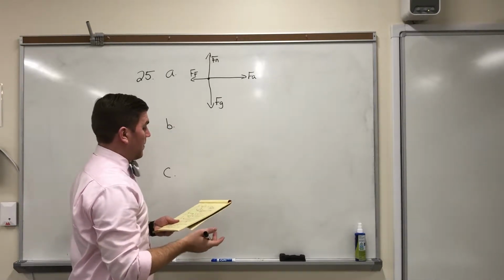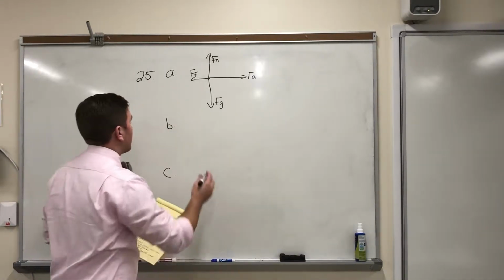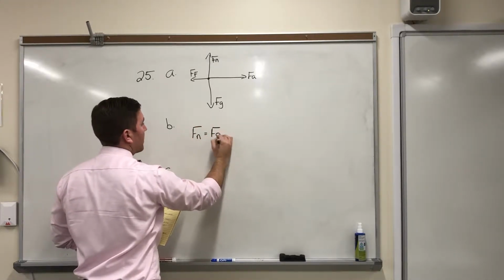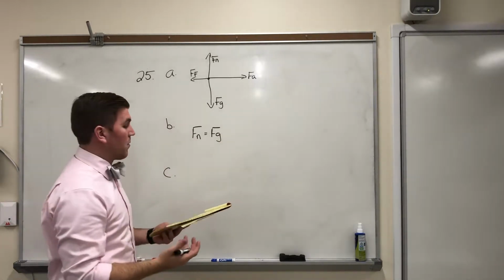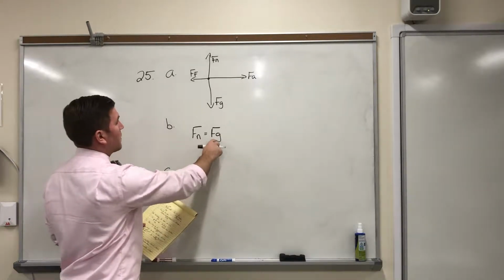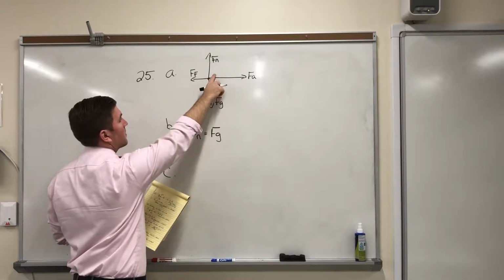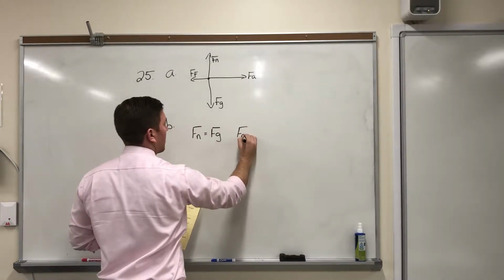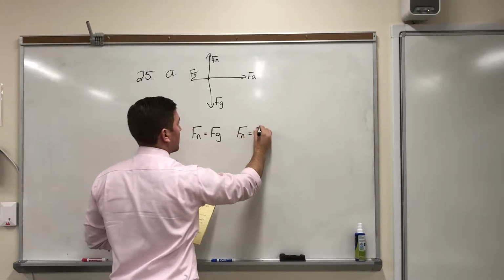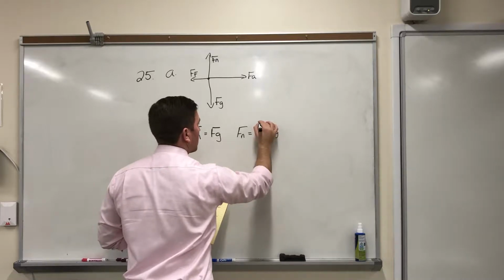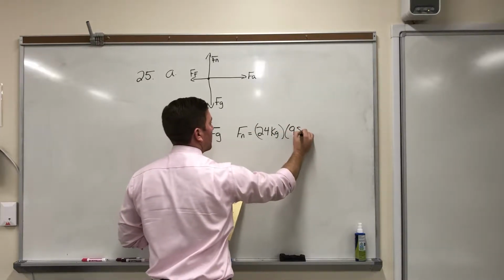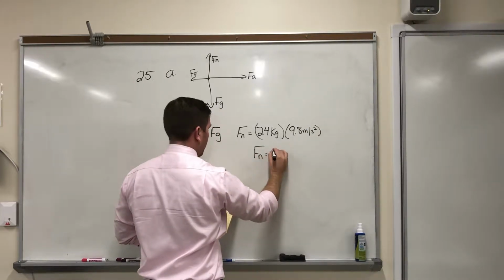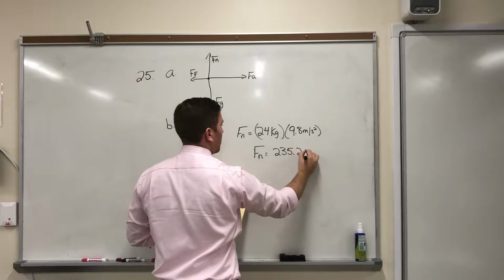And letter B wanted us to find what that normal force was. So in this case, we know that the normal force is equal to the force of gravity. So when I start to figure out what the normal force is, it's dependent on what the force of gravity is because my two vectors are the same size, the two forces are equal and opposite. So knowing that relationship, I just have to look at the mass, which was 24 kilograms, and the acceleration of gravity, which is 9.8 meters per second squared, and I find that the normal force is 235.2 newtons.